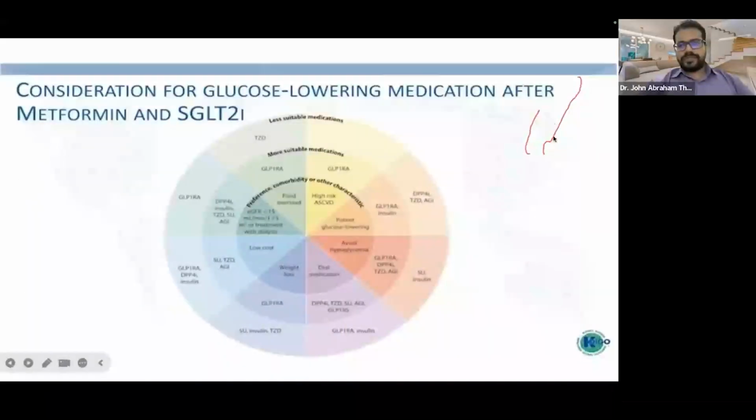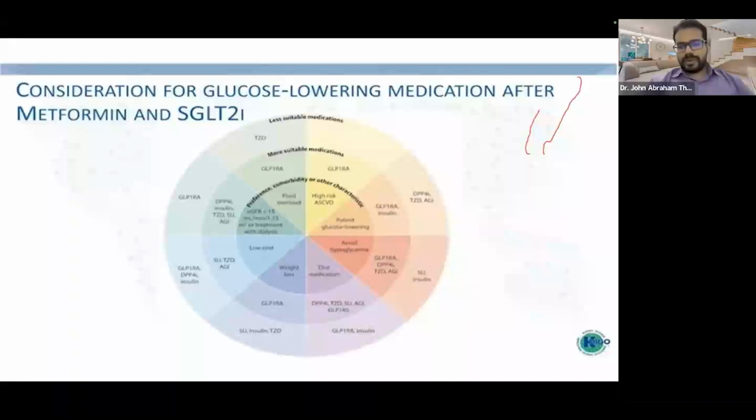So when you consider glucose lowering medication after metformin and SGLT2 inhibitor, the question is what next? You start with the first line agent metformin, second is SGLT2 inhibitor. So what next? The preference, comorbidity, and other characteristics come into play. So if you're thinking about avoiding hypoglycemia, you can add a GLP-1 receptor agonist, and if the blood sugar is still not under control, a DPP-4 inhibitor, thiazolidinediones, and alpha glucosidase inhibitor.